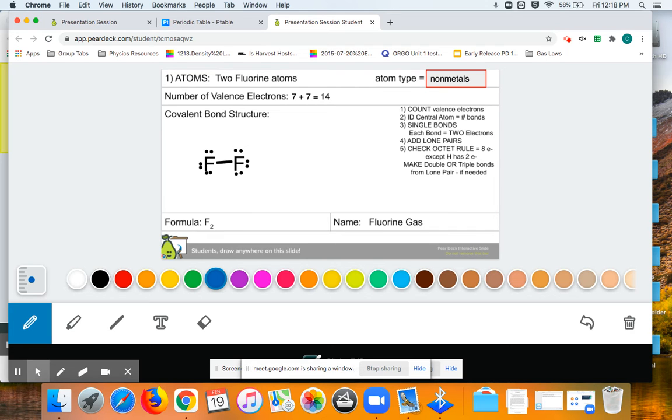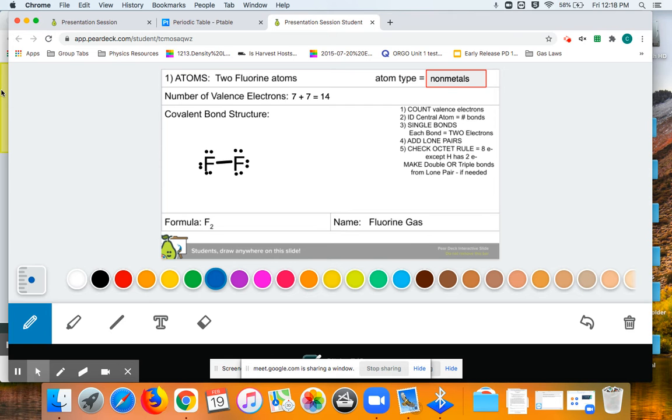But this would be your final answer. This is good. This is done. It's all checked out. It's all great. My formula is F2. The name is fluorine gas. We'll get to the formulas later, and naming, we'll get to those later as well. Today, it's just drawing these guys.